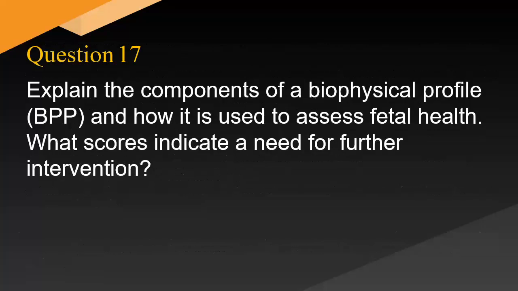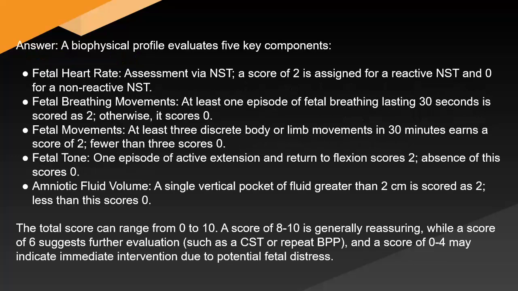Explain the components of a biophysical profile (BPP) and how it is used to assess fetal health. What scores indicate the need for further intervention? Answer: a biophysical profile evaluates 5 key components. Fetal heart rate, assessment via NST. A score of 2 is assigned for a reactive NST and 0 for a non-reactive NST.